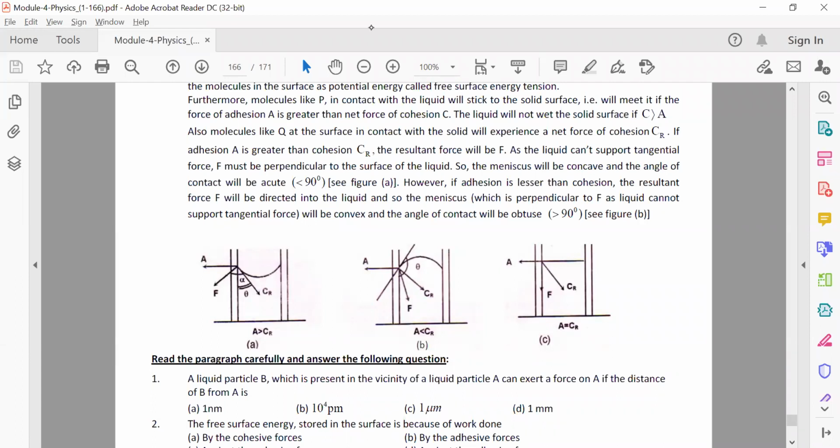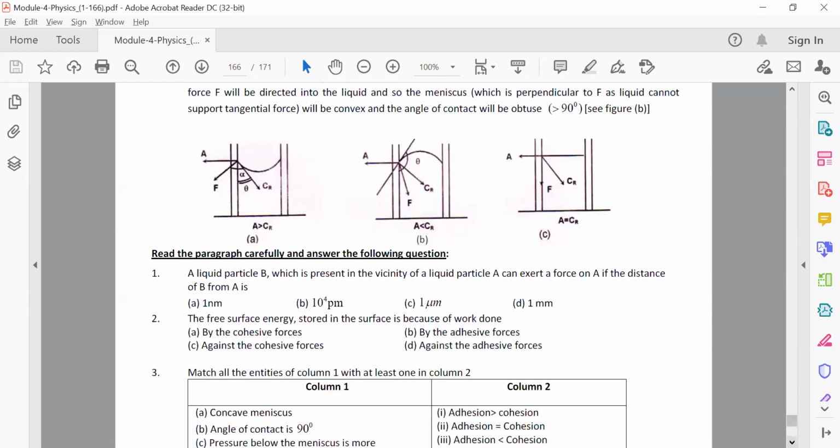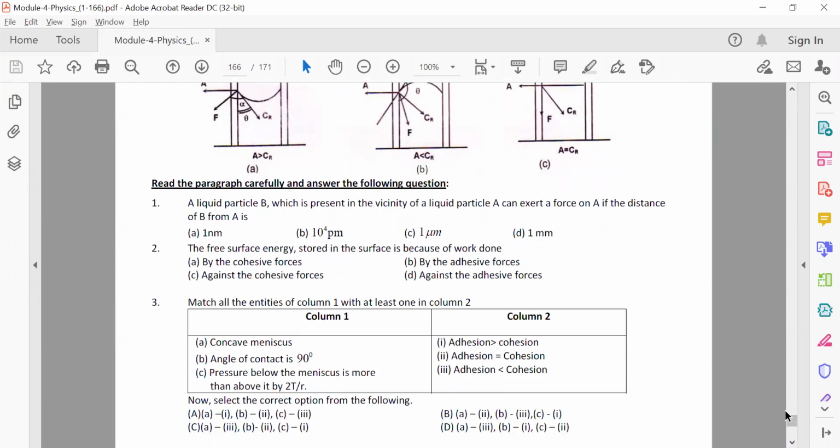Okay, so hope the paragraph is clear. Yeah, Kevin, the paragraph is clear. All right, so now let's come to the questions.